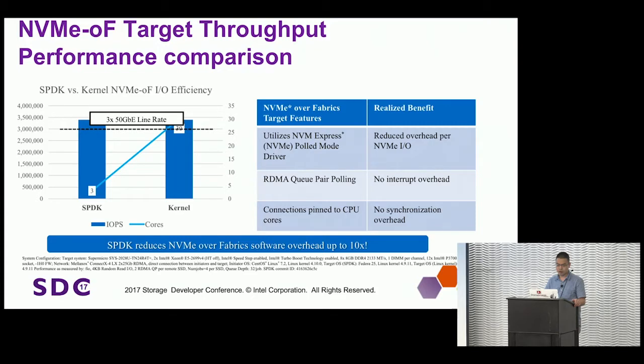So the per-core IOPS performance for SPDK is about 10x better. And for the performance gain, there are three reasons. The first is that we have our own SPDK user space NVMe driver, which is already open sourced and used by many customers and companies. The second is that we use RDMA QP polling, so there will be no interrupt. And the third one is also important. For the connections from the client, we pin them to dedicated CPU cores. It means that there will be no migrations for the connections and no resource contention for each connection. So these are all the performance gains.